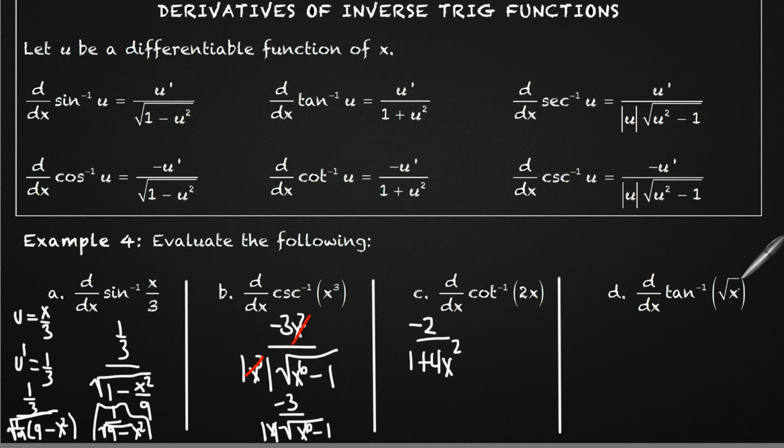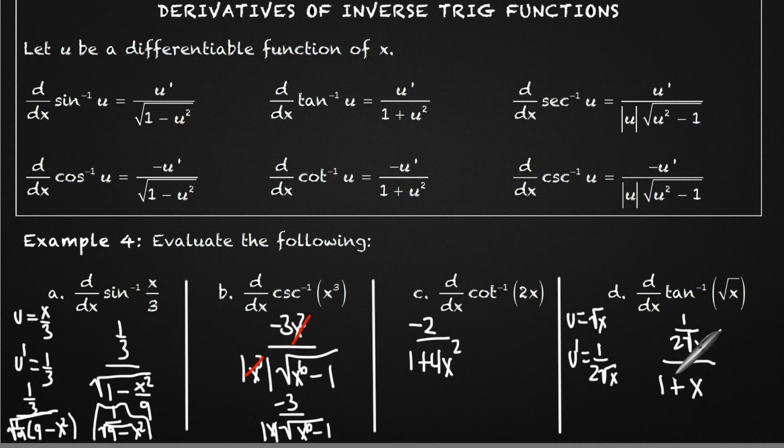So now we're going to have to do a little bit of work because our u is the square root of x. So our u prime, if we take the derivative of this, is going to be 1 over 2 root x. So let's go ahead and put that on our numerator here. So it's going to be 1 over 2 root x. And this is all going to be over 1 plus u squared. U is root x. When you square that, you get x.